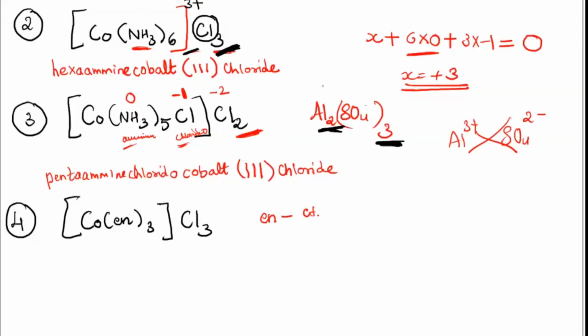[Co(en)3]Cl3. The fourth one is [Co(en)3]Cl3. Now how to name this? en is what? What kind of a ligand is it? en is a didentate ligand, no? en name is ethane 1,2-diamine.